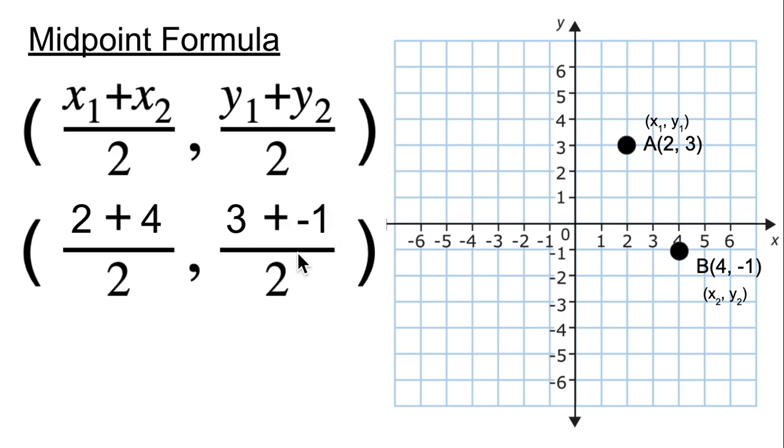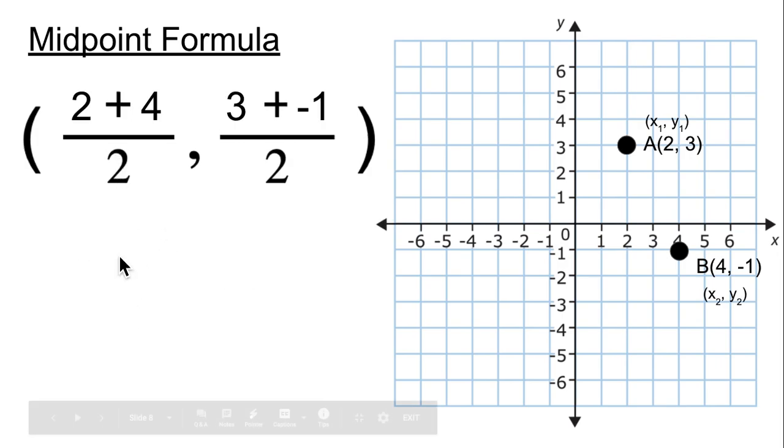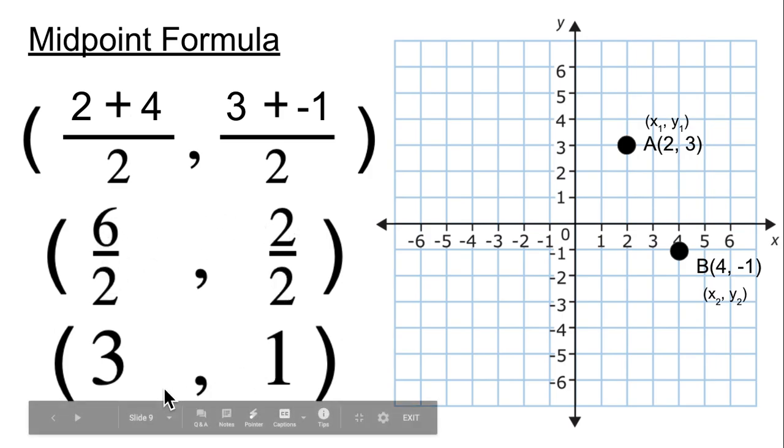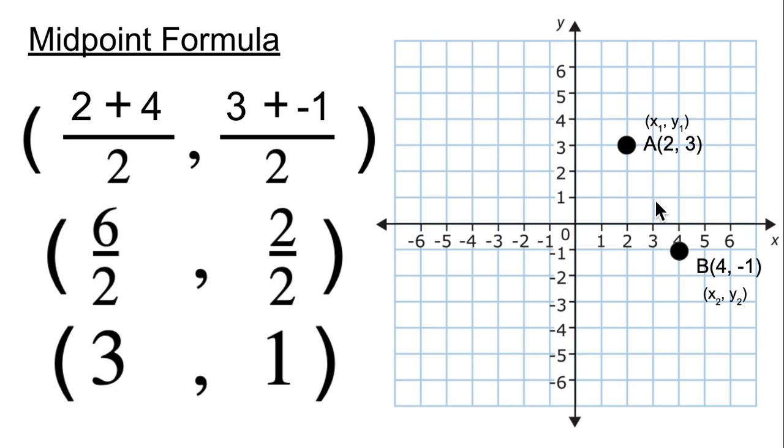And now it's a matter of just simplifying this expression. We've got 2 plus 4, that becomes 6. 3 plus negative 1, that becomes 2. Divide both of these by 2, and we get our final answer. The midpoint will be an x-coordinate, 3, and a y-coordinate, 1. So in this case, we have (3, 1). We see if we made a point right here, it would be exactly between these two.